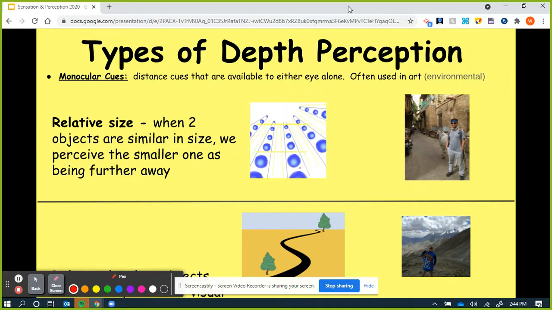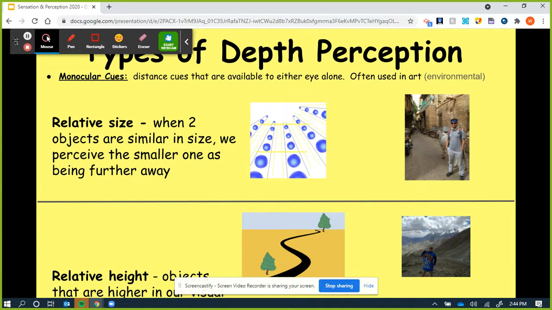All right. The other type of depth perception is monocular cues. Monocular cues are depth cues that we only need one eye for. They are environmental. They're used a lot in art, in painting. Ways that we perceive depth without having to use both eyes. Relative size. Things that we see as smaller, we perceive as being further away. If the retinal image of something is smaller, then that tells us that it's further away. You can still understand that even with one eye.